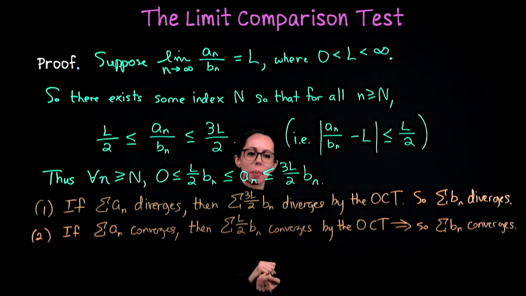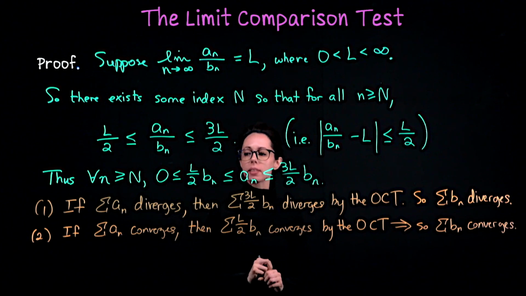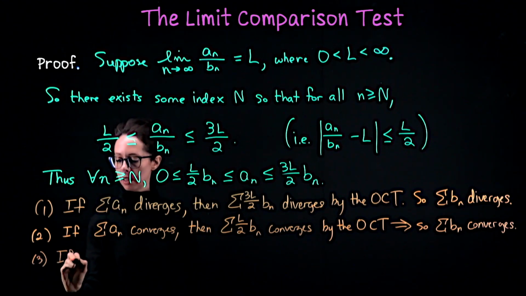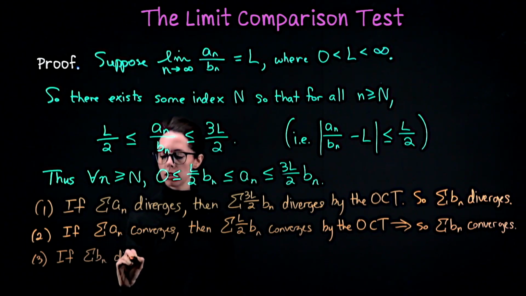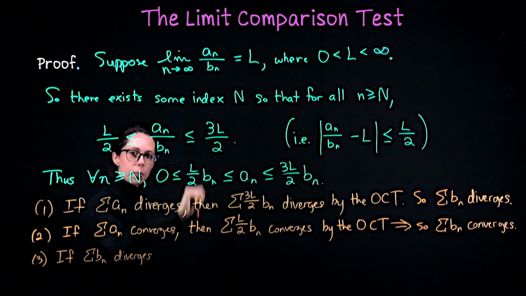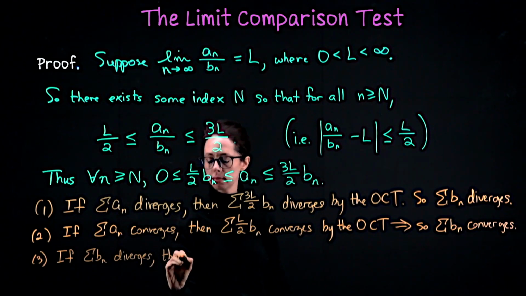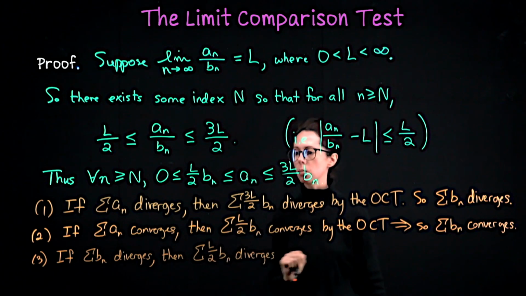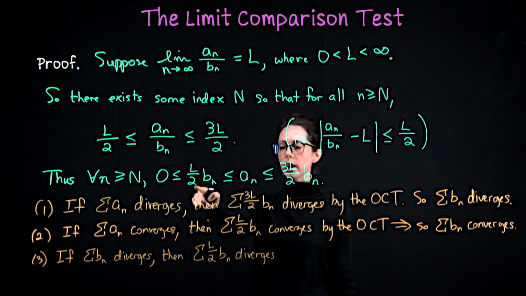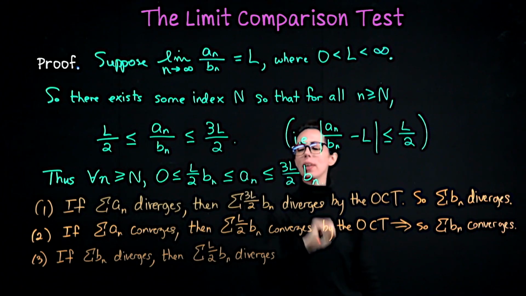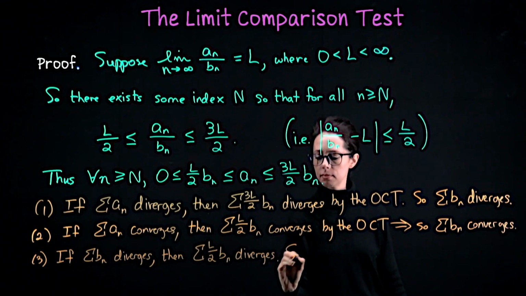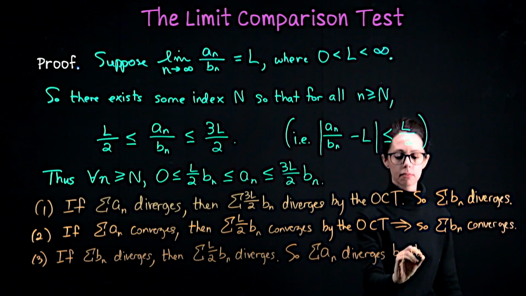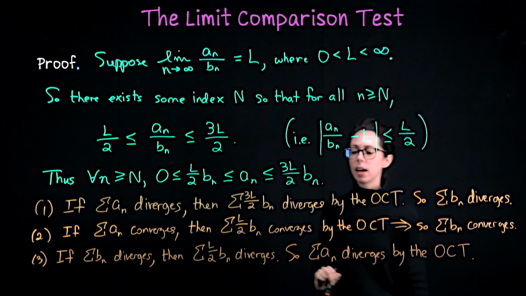All right, so that takes care of what we would do if we had information about the series a sub n. We're going to be able to make the same kind of statements for the series b sub n. So let's imagine that we knew that b sub n formed a series which diverged. So third case, if the series bn diverges, then L over 2 bn would also diverge, because again, that's just a multiple. But now the terms a sub n are bigger than something which is diverging, so by the OCT again, we know that the series of terms a sub n diverges. Okay, so that's another application of the ordinary comparison test.